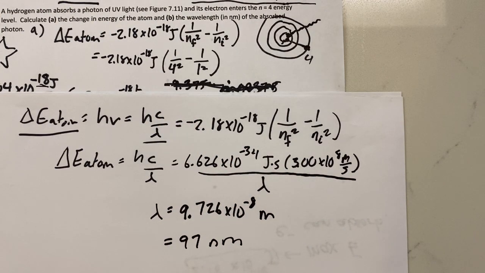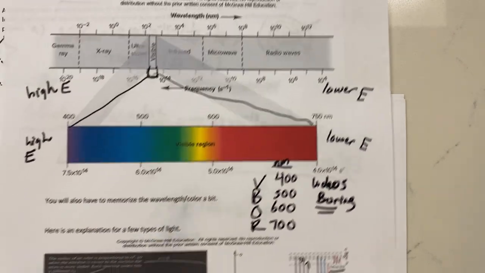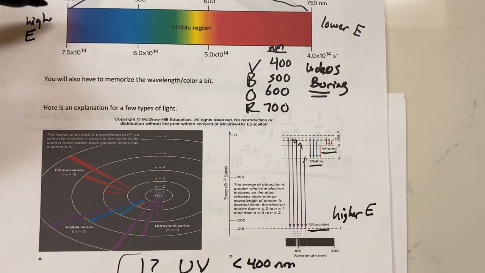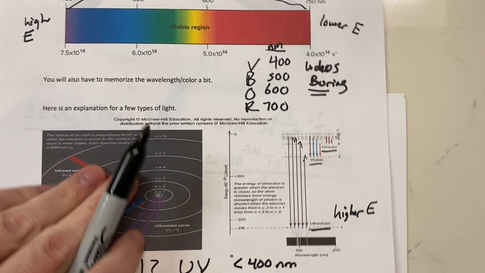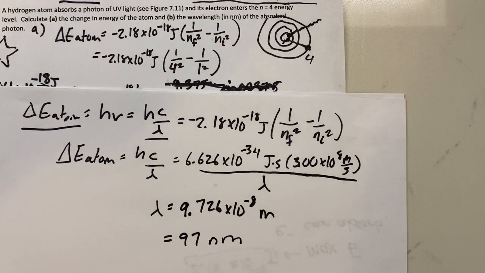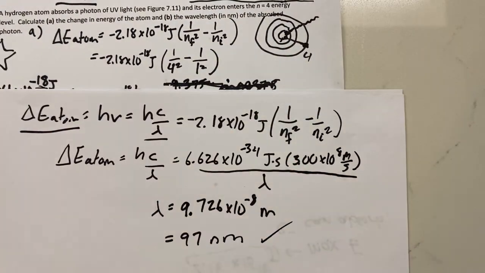Does that answer make sense? Well, let's go back. What kind of light did this absorb? It absorbed UV light. UV light is higher in energy than visible light, and so it should be less than 400 nanometers. Let's go back and look at this. Is this slightly less than 400 nanometers on an order of magnitude? It absolutely is, and this makes total and utter sense.